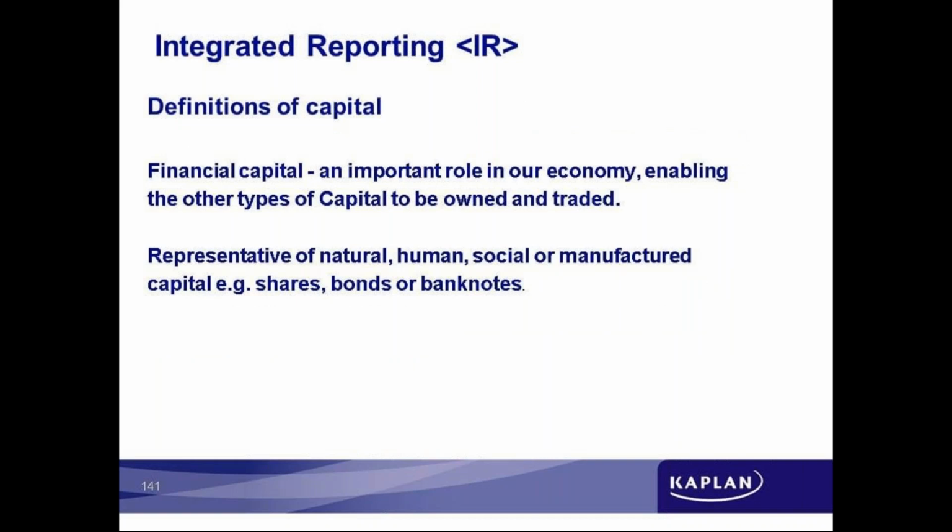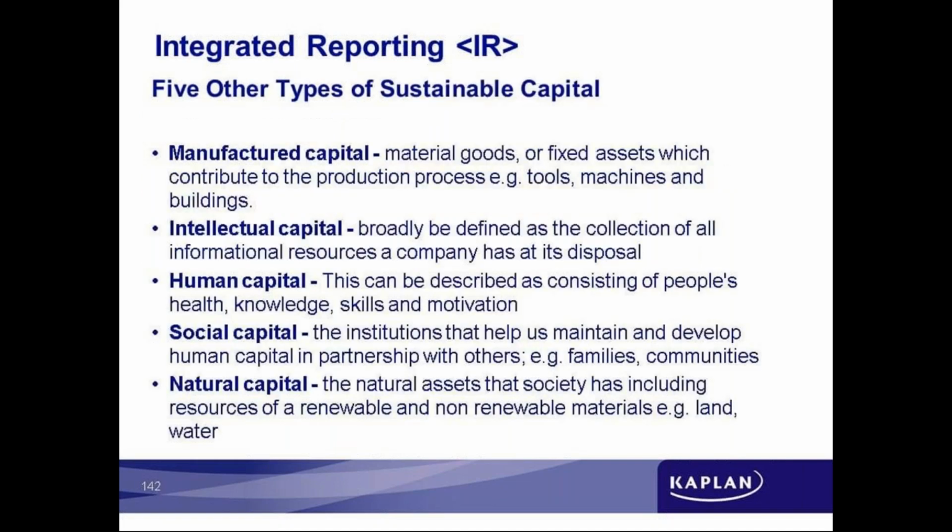One is the financial. That has an important role in our economy, enabling the other types of capital to be owned and traded. So apart from financial capital, IR talks about manufactured capital. That is material goods or fixed assets which contribute to the production process. Your machines, your tools and buildings, those are known as the manufactured capital. So if you have manufactured capital, you can produce or manufacture more output.